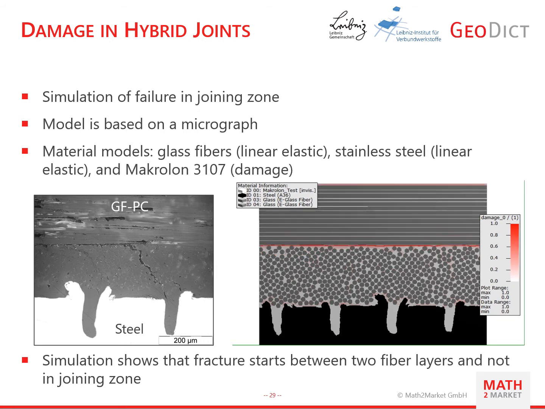In the video, one can see that the crack starts between the two layers of fibers. It then spreads into the fiber layer near the joining zone. The same failure mechanism can be observed in the micrograph on the left, but only the simulation can tell that the crack started between the fiber layers and not in the joining zone.